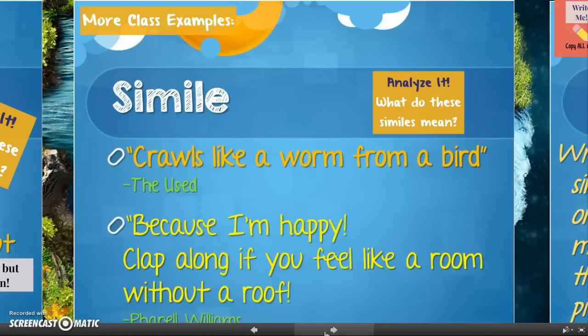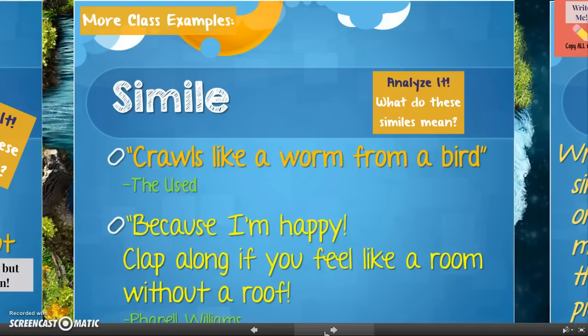A couple more similes, more class examples. You're putting down at least three. Cross like a worm from a bird. This is from The Used. And then, because I'm happy, clap along if you feel like a room without a roof. Okay, I'm sorry. But for real, which I know y'all have heard forever.